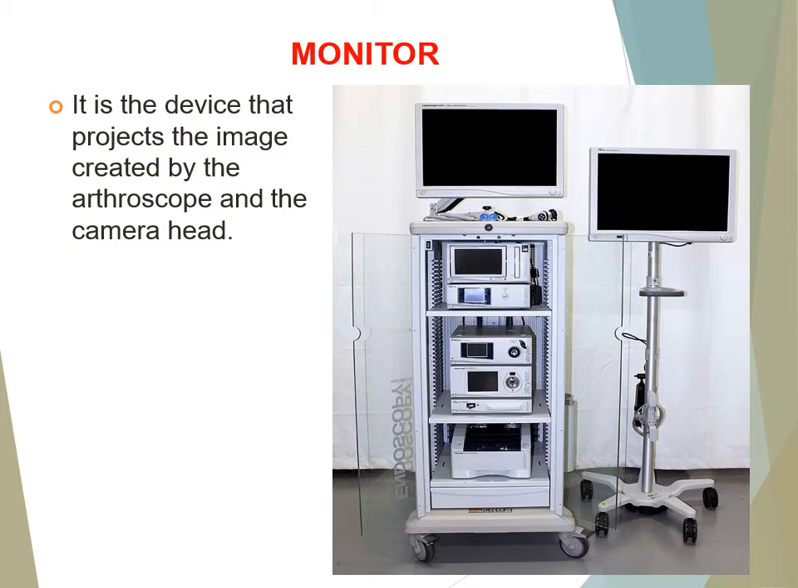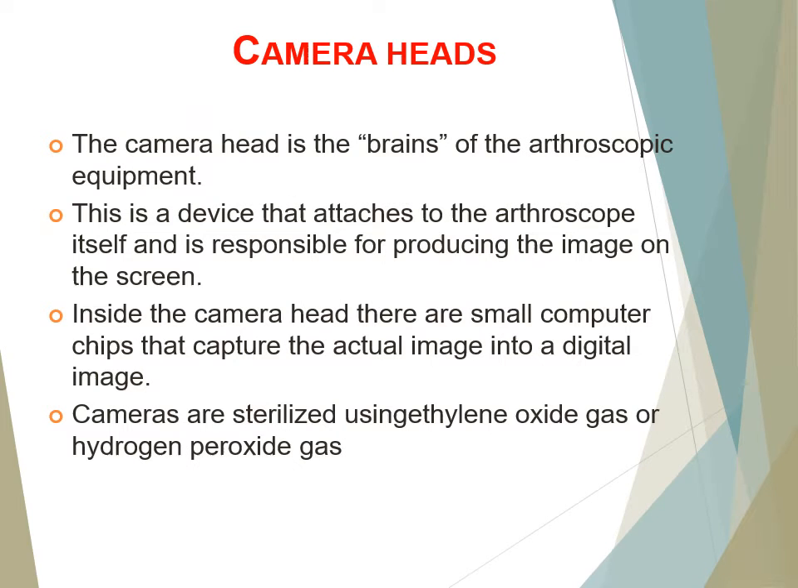Okay, so this is the monitor, no? This is where you look when you're doing the arthroscopy, and this is the one that projects what's inside the camera. So the camera head is the one that's called the brains of the equipment. You attach this, and this is the one that's producing the image. It's very high tech, because the hole is very small, yet it's able to generate an image on the screen.